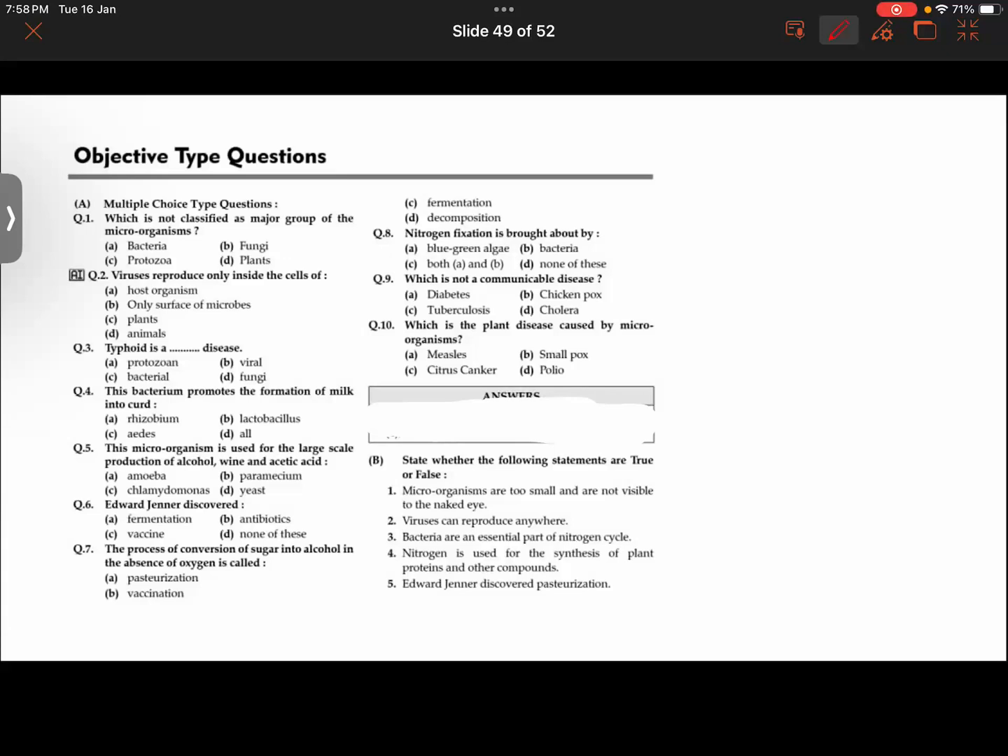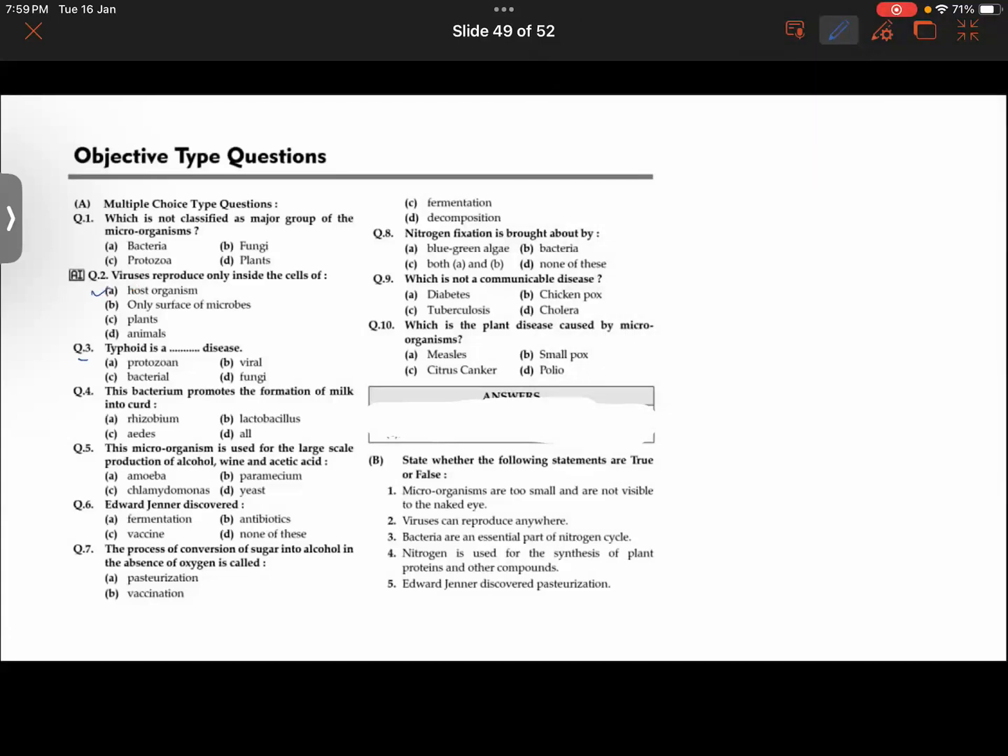Okay, so see question number 1. By the way, I forgot to ask Ahmed, do you also have any questions from the chapter? No, sir. Okay, then. So, guys, question number 1, which is not classified as a major group of microorganisms? Sir, plants. Plants. Okay. Moaz, you tell me, viruses reproduce only inside the cells of? Sir, host organism. Exactly.